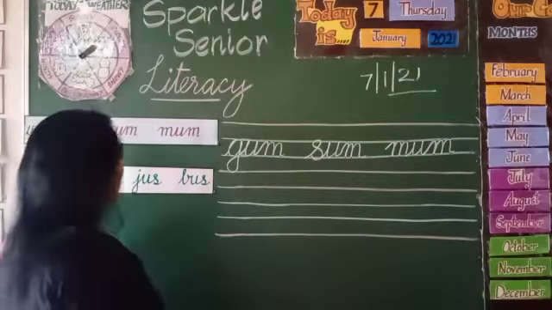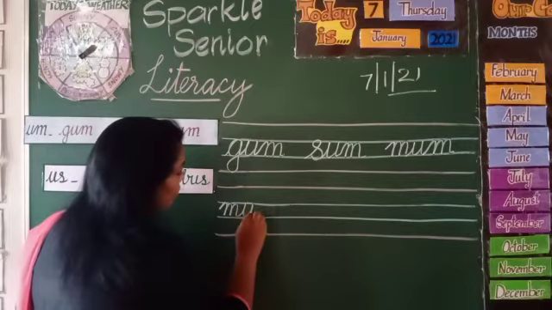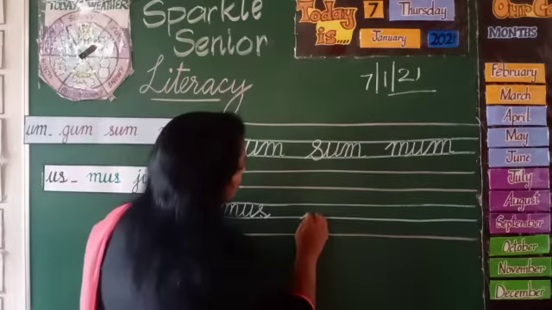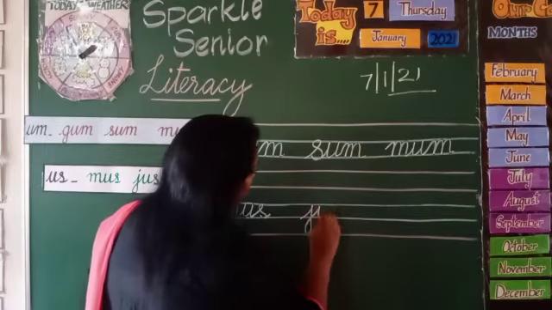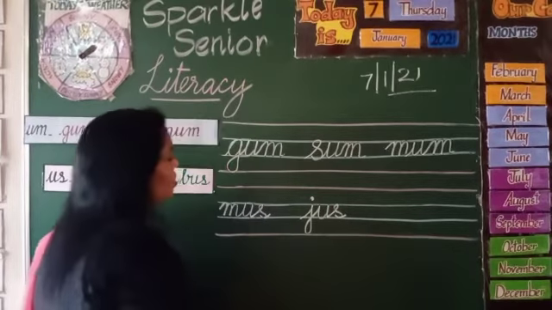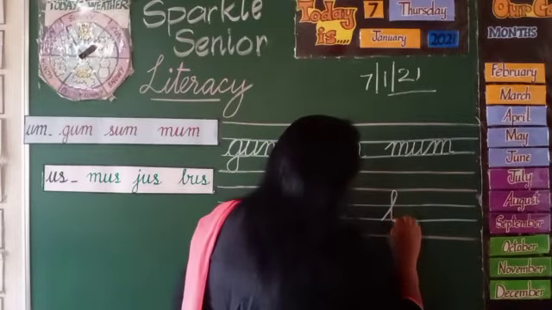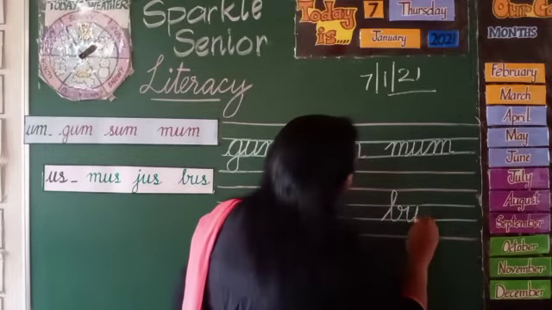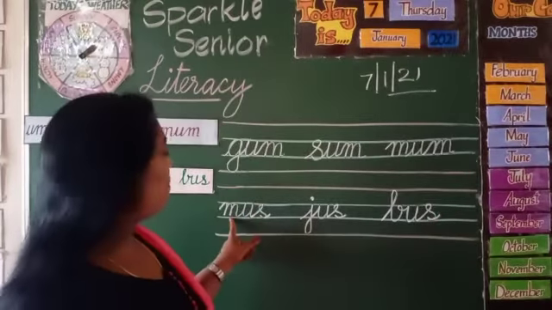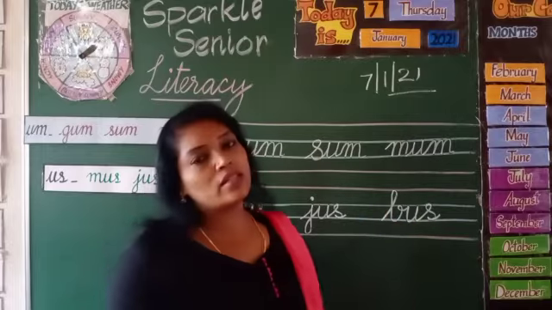Next, we'll write us ending words. That is M. U. S. Must. J. U. S. Just. B. U. S. Bus.